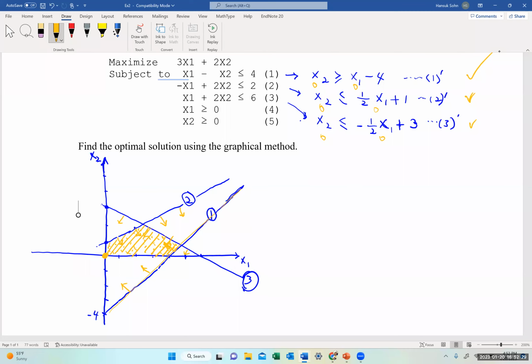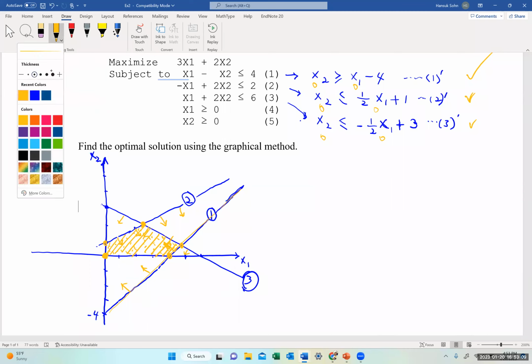In this polygon, we have 1, 2, 3, 4, 5 different corner points, extreme points, right? So if this given LP has an optimal solution, then one of these extreme points should be the optimal point, okay? Now we have identified the feasible region. The next step is to plot an isovalue line corresponding to these feasible solutions, right?